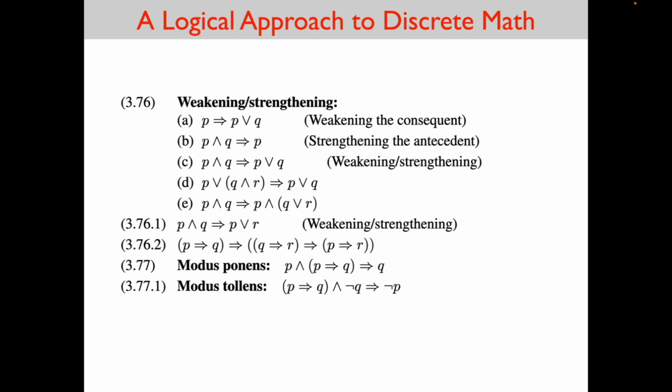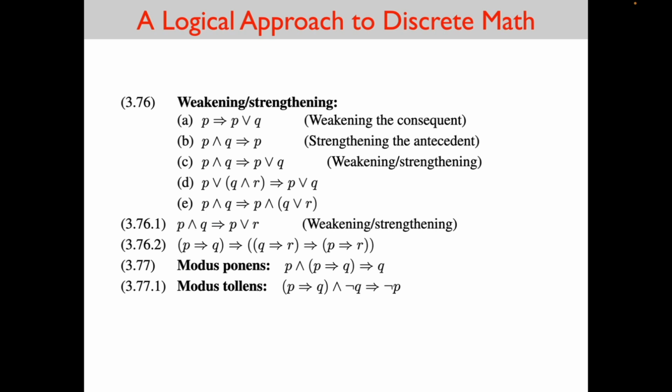Here are the weakening, strengthening theorems. And the key theorem here is 3.76a, weakening the consequent. And what does it say? It says that if P is true, then P or Q is true. Another way of saying it is P implies P or Q. But going the other way around, we can say P or Q follows from P. Okay, do you see how that works? P implies P or Q is the same thing as saying P or Q follows from P.